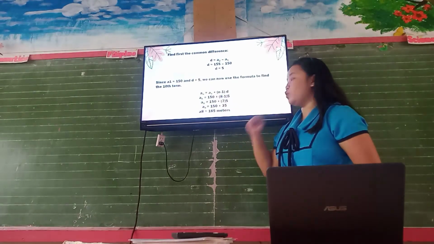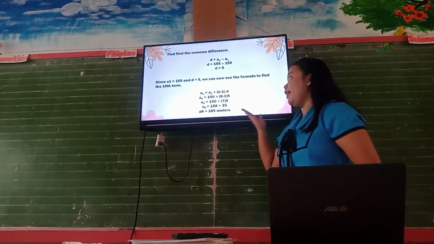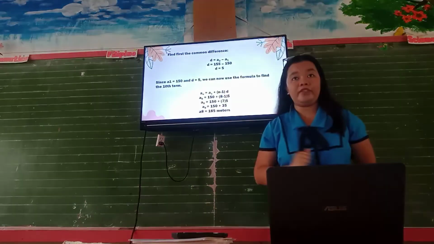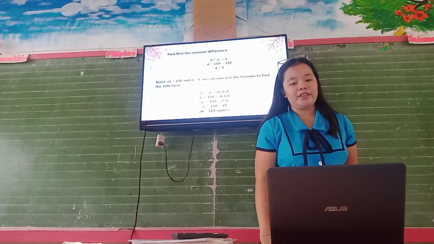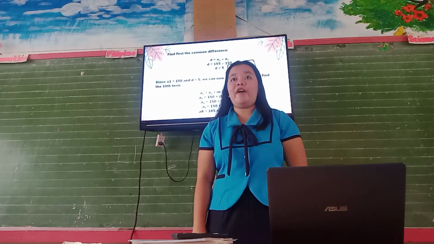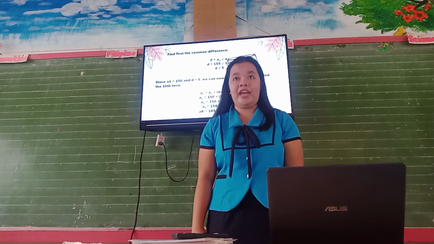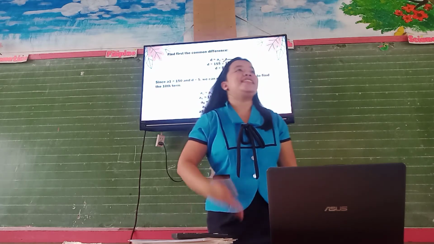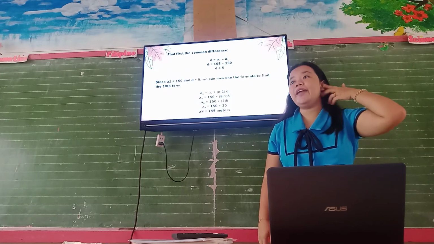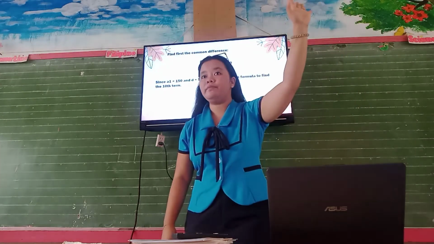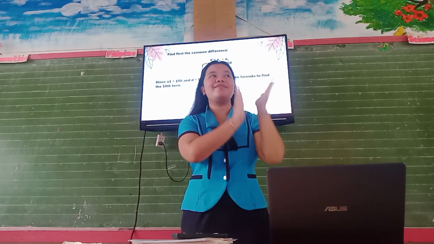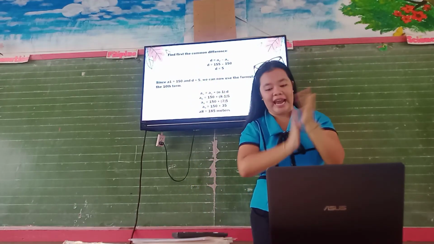So 8 minus 1 is 7, multiplied by 5 is 35, plus 150 is 185 meters. Thus, you should cover 185 meters on your 8th day of jogging. Is this clear? Are there any questions? And by the way, who got the same answer? Wow! All of you got the same answer. Very good. Excellent work, class.